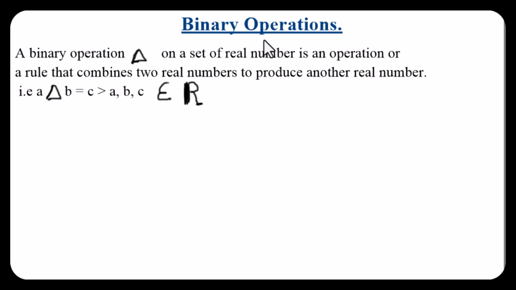All right, so what exactly is binary operation? From what we have on the screen, we said a binary operation, let's say delta, on a set of real numbers is an operation or a rule that combines two real numbers to produce another real number. That is, let's say we have a delta b. If a delta b, after combining them together, is giving us c, where a, b, and c are elements of real numbers, then we can say binary operation is taking place.